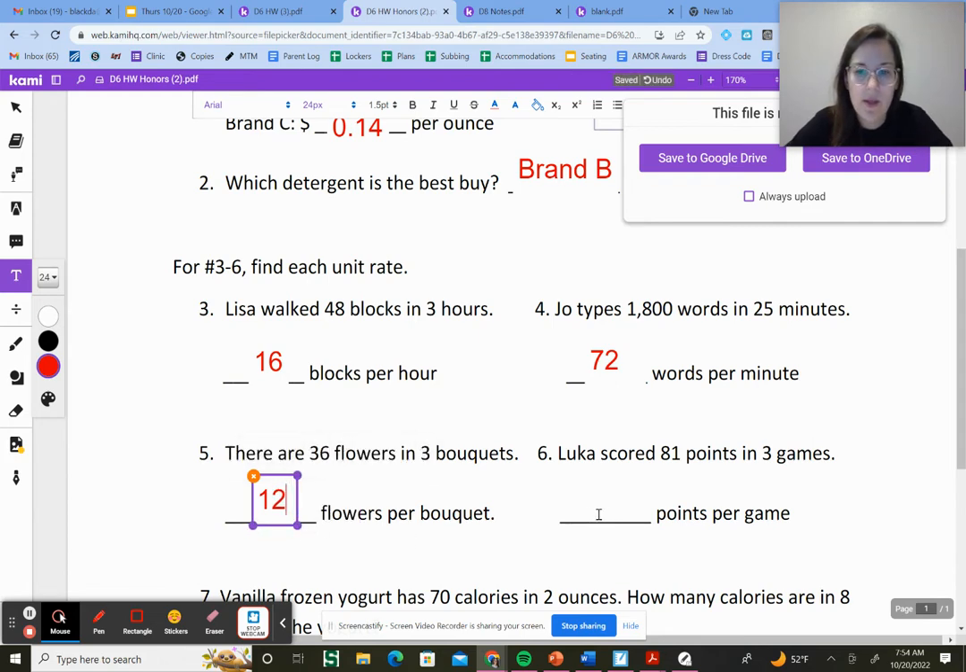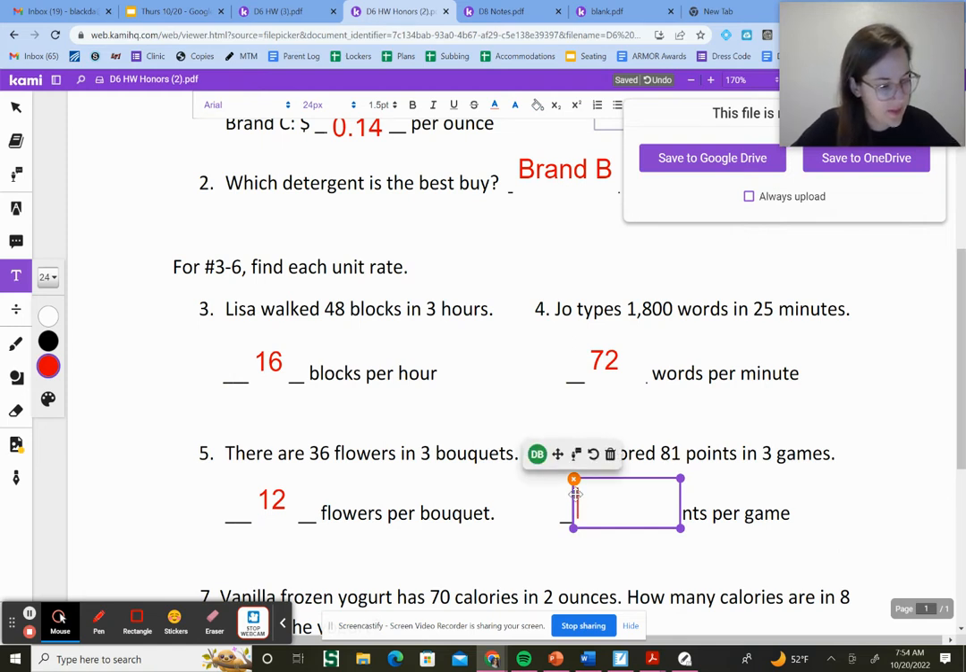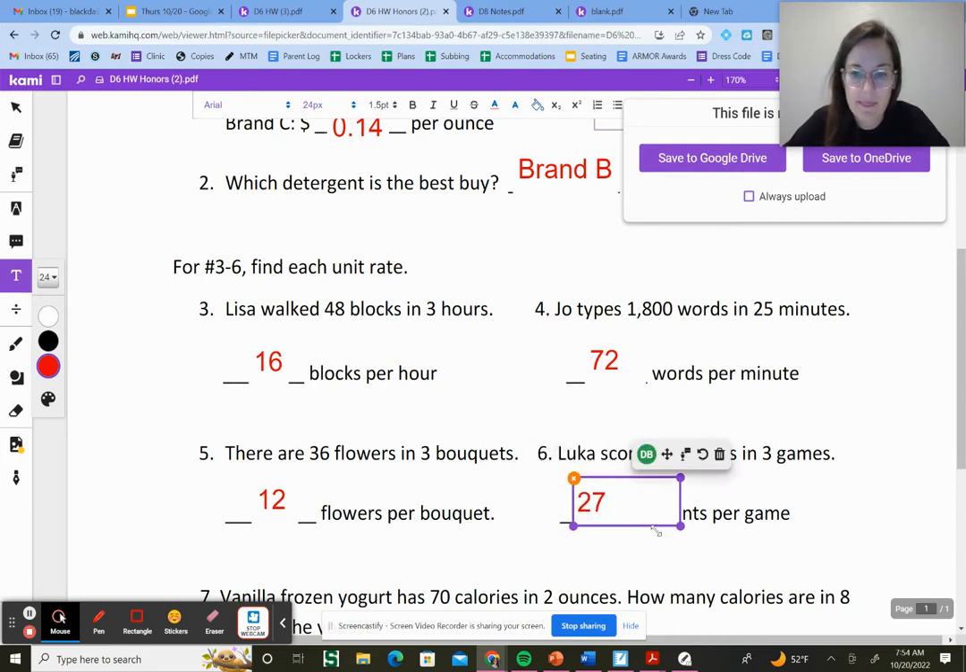81 points in 3 games. That sounds like Luka Doncic. Too bad the Mavs lost last night. Sad times. 81 divided by 3, 27 points per game.